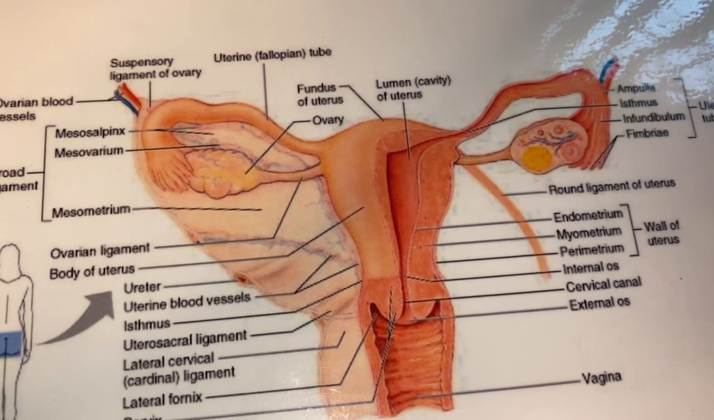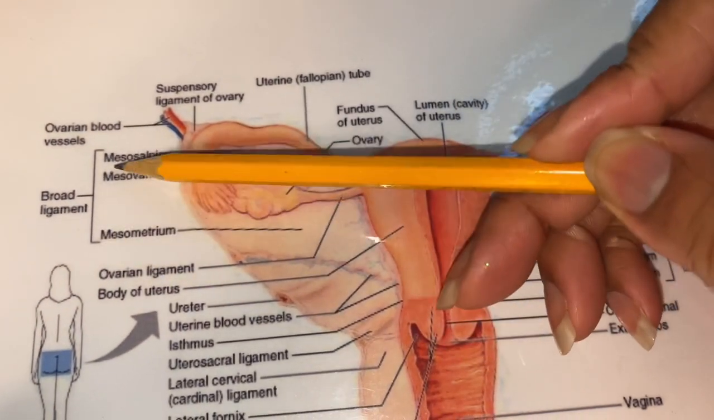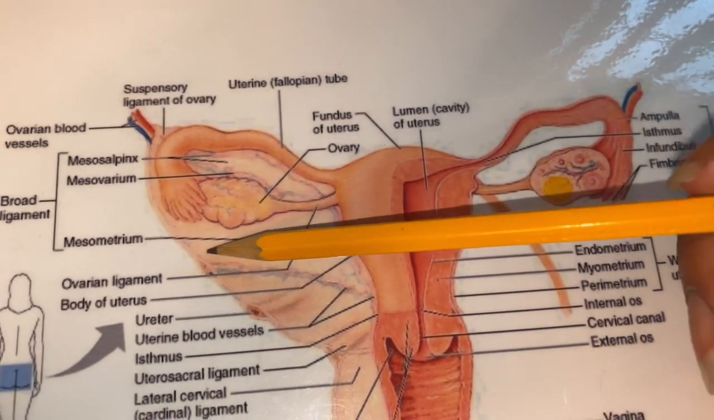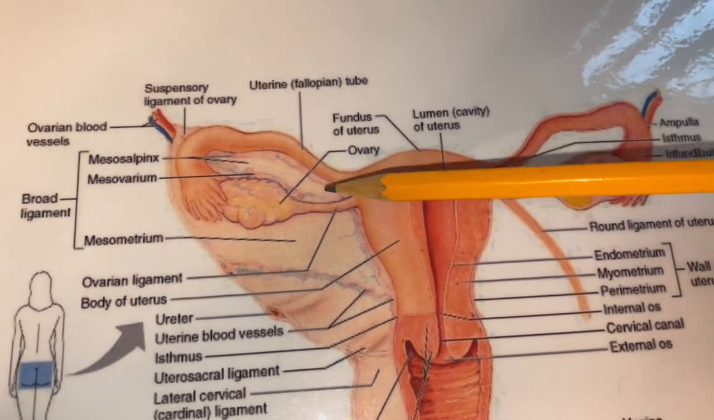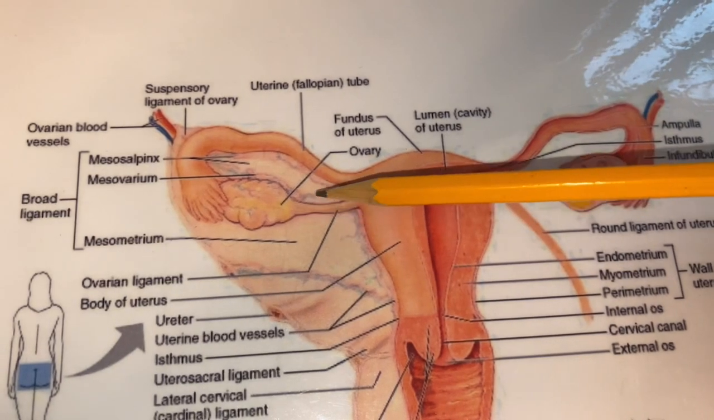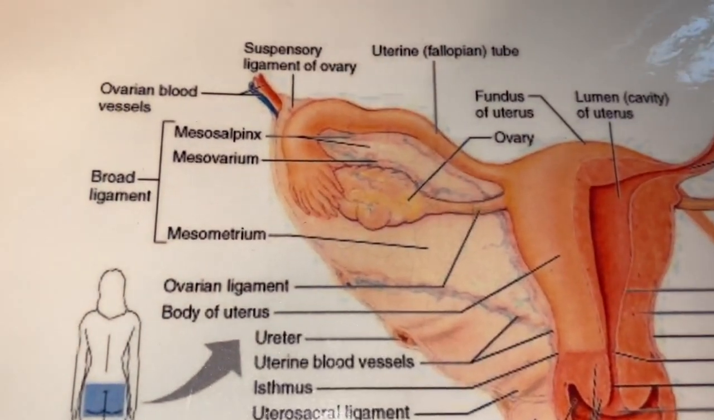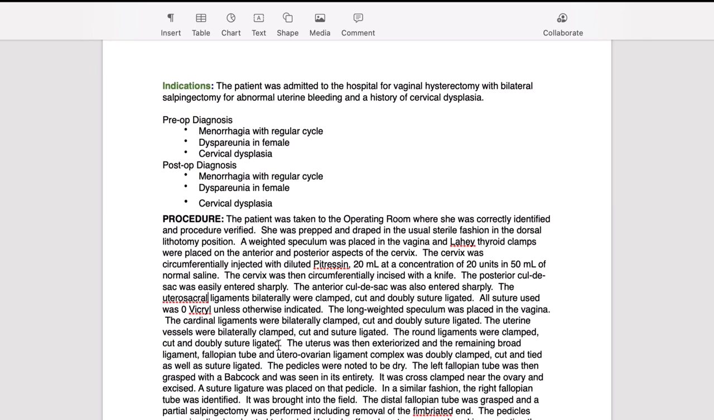And then we have the broad ligament. So these ligaments here, the mesosalpinx, mesovarian, and mesometrium. So it's like this back wing, I guess you can say, is what we are cutting through. And then you'll also see that we cut the utero-ovarian ligament, which is right here in between the uterus and the ovary. So where were we? Right here. The round ligament. And then the uterus was exteriorized, and the remaining broad ligaments, fallopian tube, and utero-ovarian ligament were clamped, cut, and tied. And it says the left fallopian tube was then grasped and was seen in its entirety.